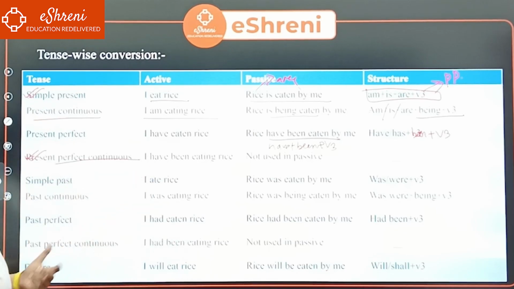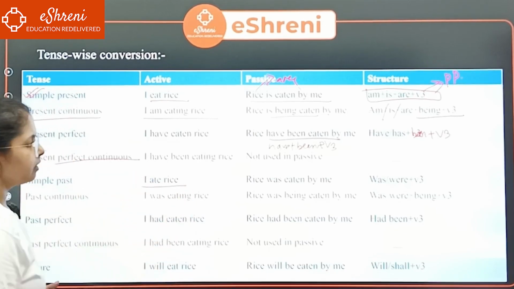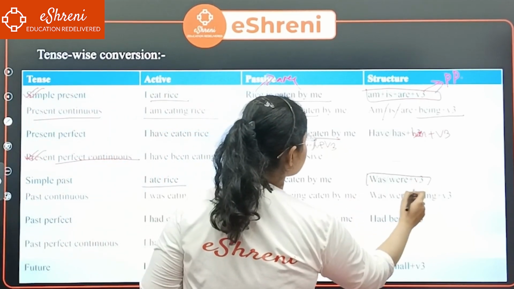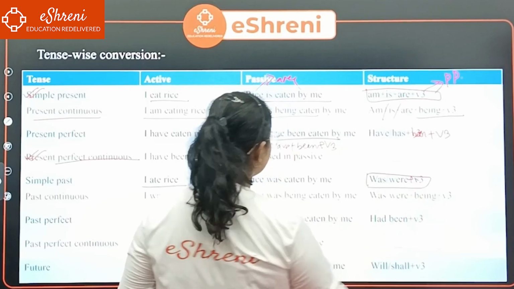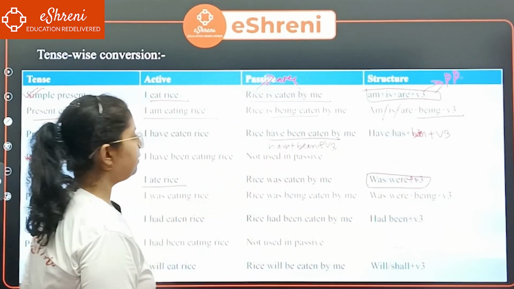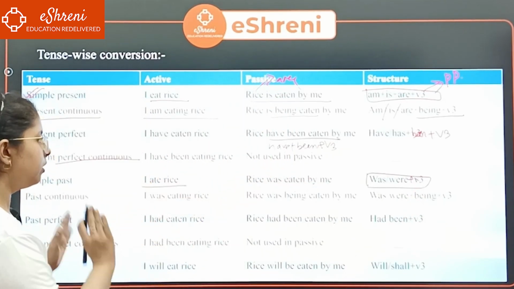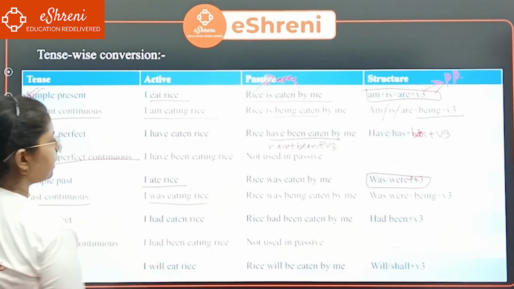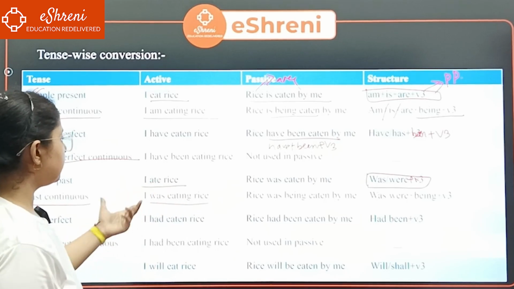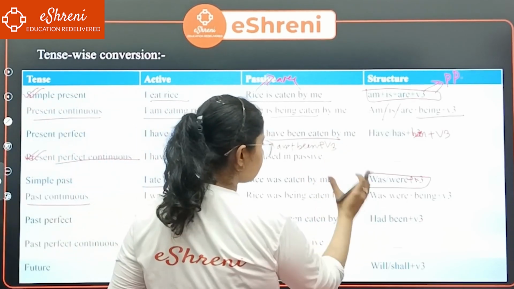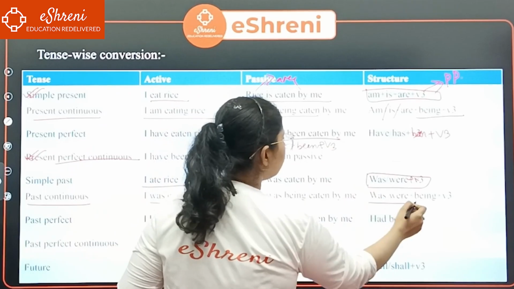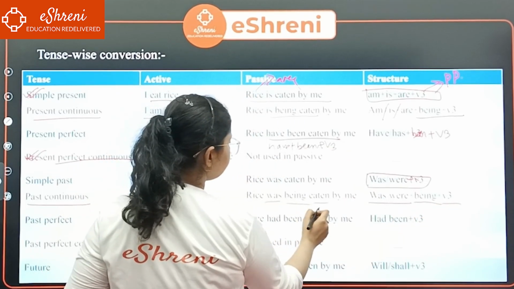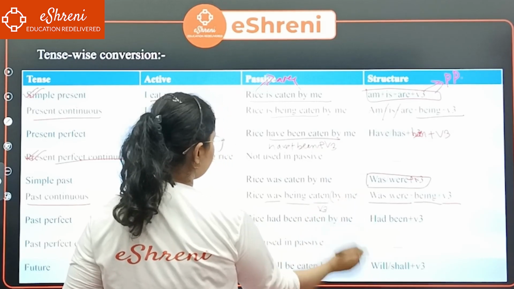Next is simple past. For example, I ate rice. When we change it to passive, we add was or were, plus v3. For example, rice was eaten by me. By me will be there in passive voice. Next is past continuous tense. I was eating rice. When it is past continuous, and we make it passive, then was or were, plus being, plus v3. So was being and v3, then by me will always be there.